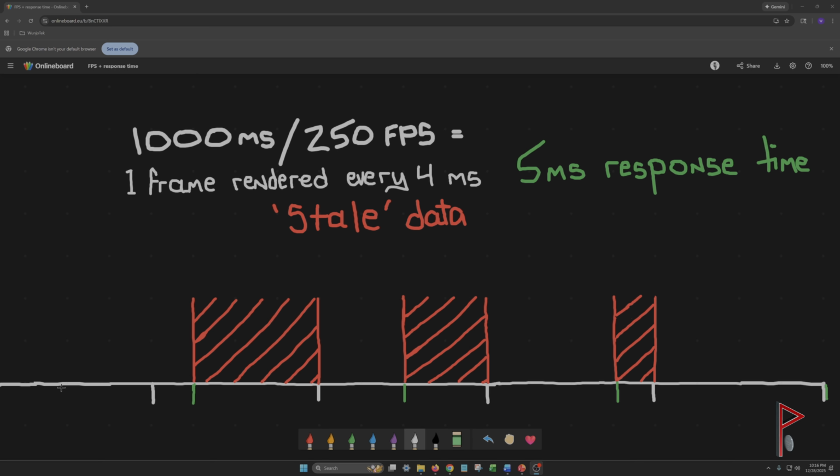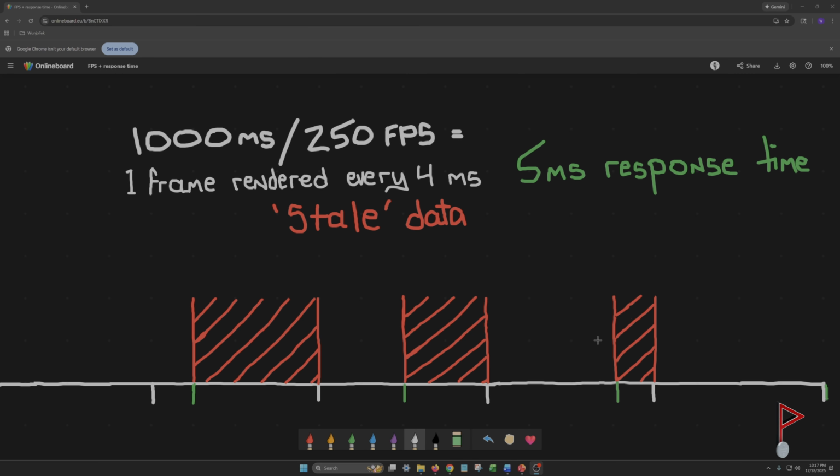So after the first frame is rendered, assuming they both started at the same place, at 5 milliseconds you've got this input. And then at 8 milliseconds, you've got your next frame. That means that you had 4 milliseconds right here of stale data. Our next input is at 10 milliseconds, and it now has 2 milliseconds of stale data. Now, your input is only registered as fast as the frame is rendered. So you're waiting for the frame to render so that that input can translate into something playable.